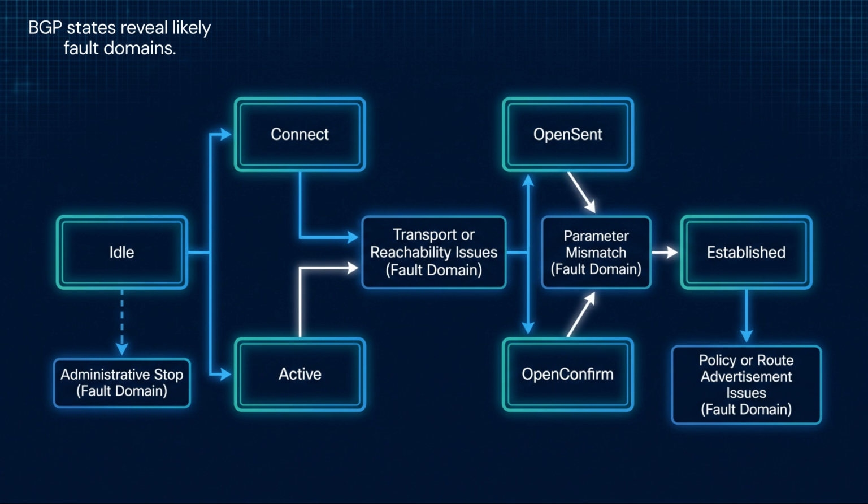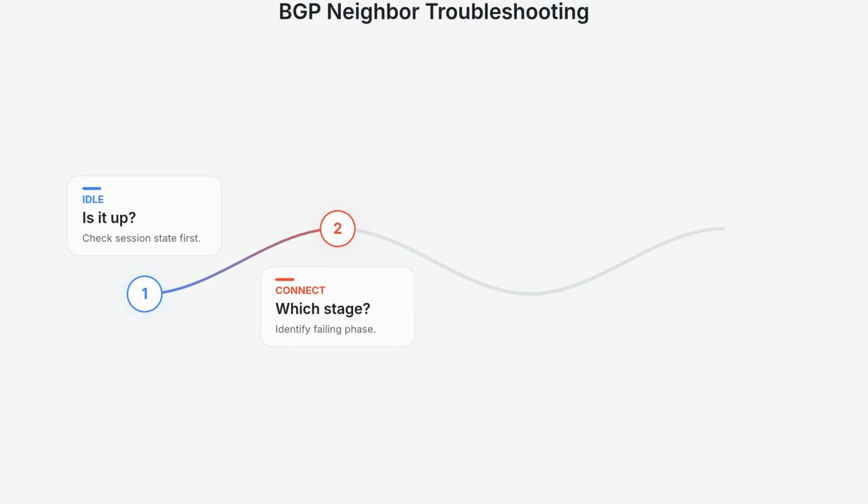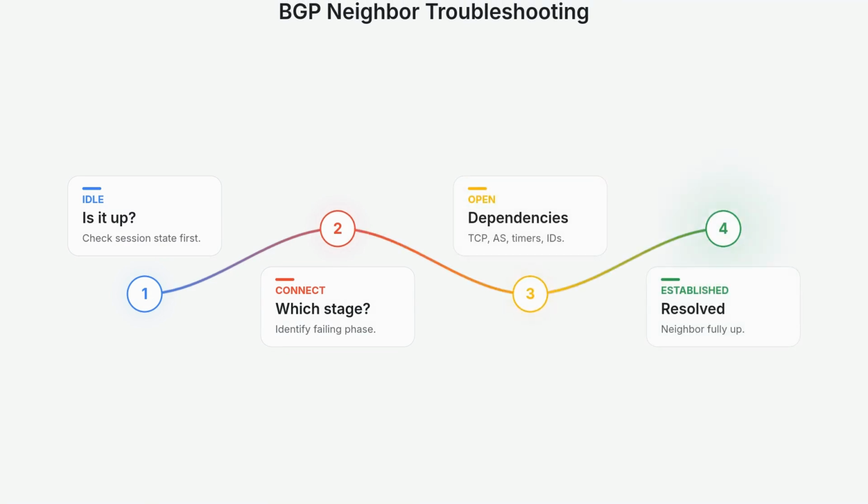Idle can mean the session is administratively stopped. Connect and active usually point at transport or reachability. Open sent and open confirm often suggest parameter mismatch. Established with no useful routes means policy or advertisement issues. That is why strong BGP troubleshooting starts by asking not just whether the neighbor is up, but exactly which stage of the relationship is failing and what that stage depends on.